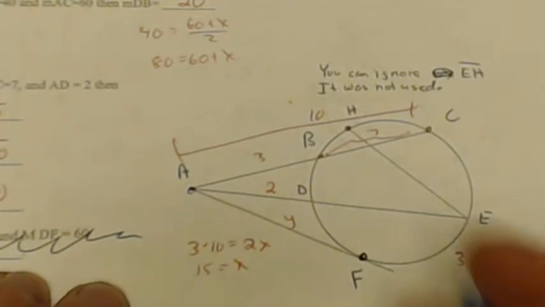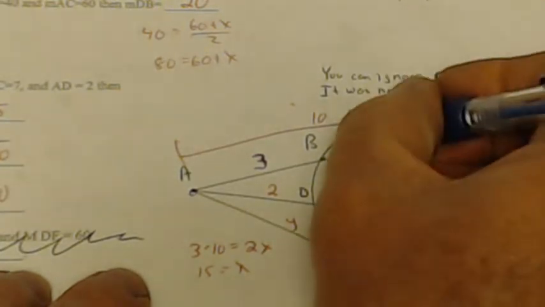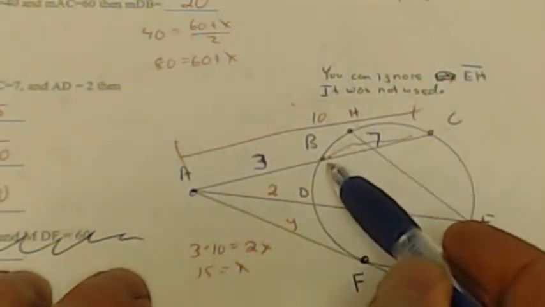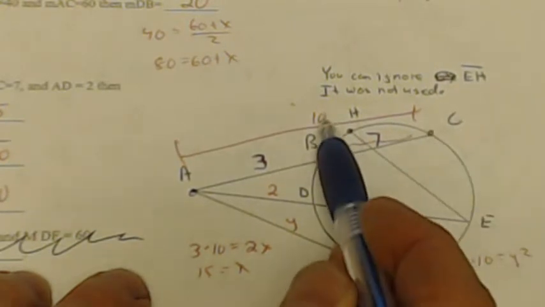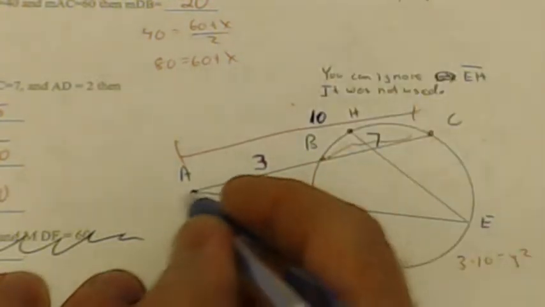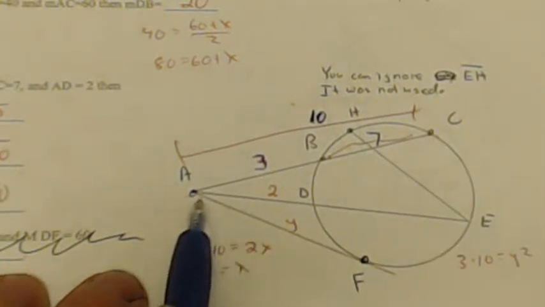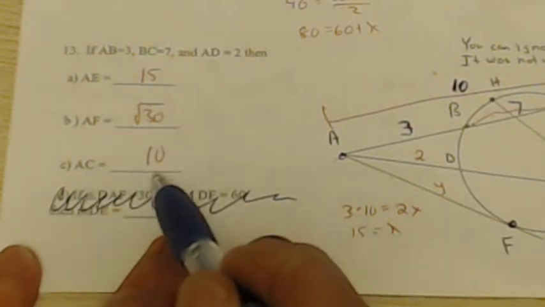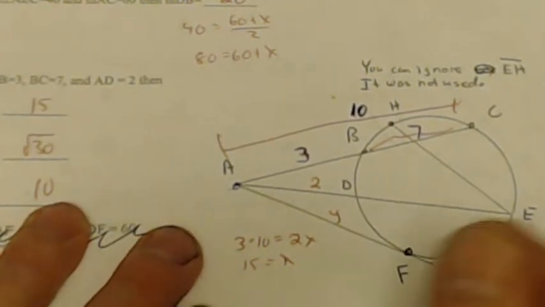So, the given information is that this guy is 3, BC is 7. Now, we don't have a rule that talks about the inside, but sometimes we have to use the part inside the circle, that chord, to figure out the whole length up here. So 3 plus 7 gives me 10 as the whole length of segment AC. All right. Now, to find the length of AE, and let's just say that that 10, by the way, is the answer to AC. That's one of our answers there. It's 10.